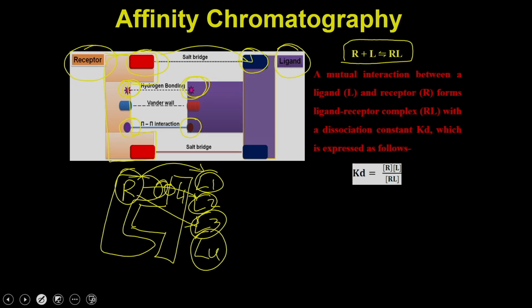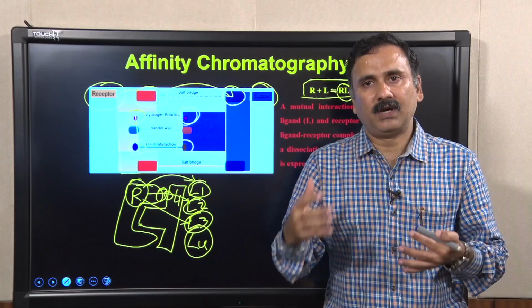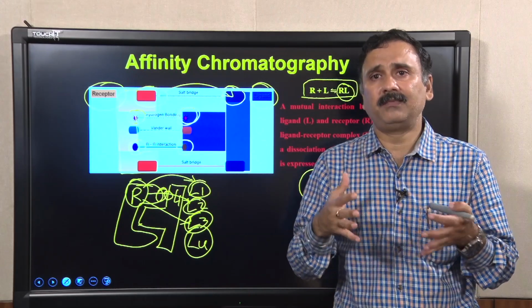If the receptor interacts with the ligand, it forms receptor-ligand pairs. If you would like to determine the dissociation constant, you can use this equation, where the dissociation constant is the concentration of the receptor and ligand divided by the concentration of the receptor-ligand complex, and that can be used to determine the strength of the interaction. This means that if the receptor and ligand are complementary to each other and make a very tight complex, the Kd value is going to be very small, because you are going to have a very high concentration of the receptor-ligand complex.